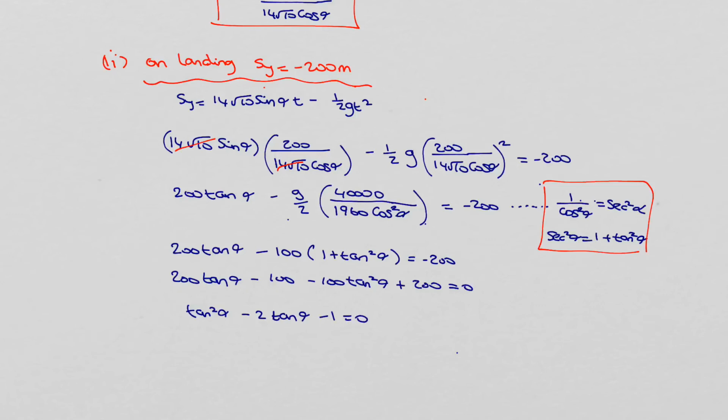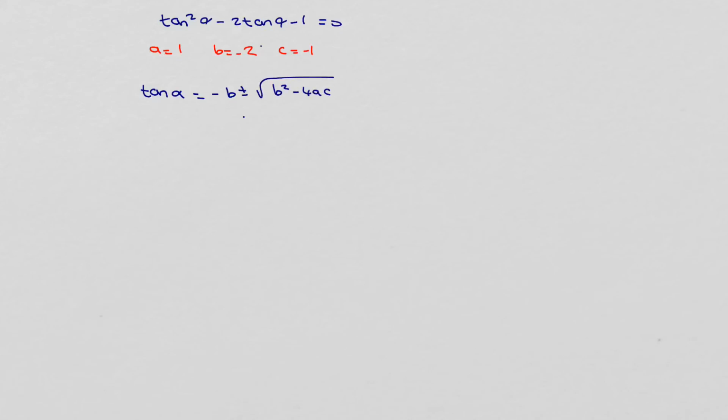Now if I look at that quadratic, there is no number that's going to multiply to give me minus 1 and add to give me minus 2, which means I have to go directly to my minus b formula. So if I move on to the next page there and we take that quadratic, what we have is tan squared alpha minus 2 tan alpha minus 1 equals 0. So a equals 1, b equals minus 2, and c equals minus 1. So therefore that's going to be tan alpha equals minus b plus or minus the square root of b squared minus 4ac all over 2a.